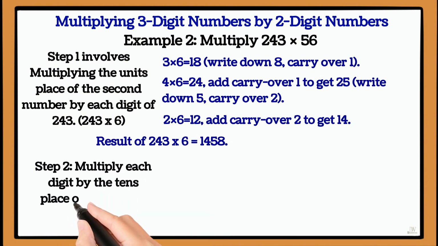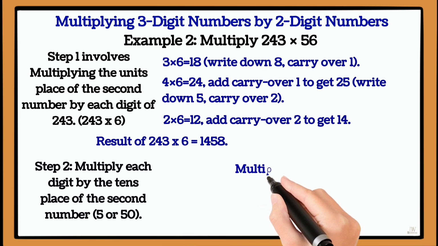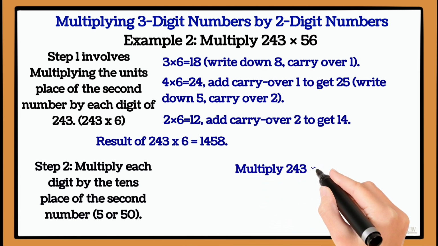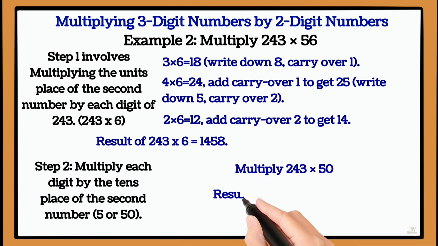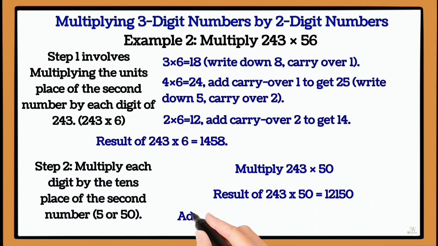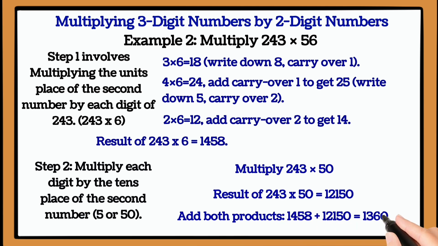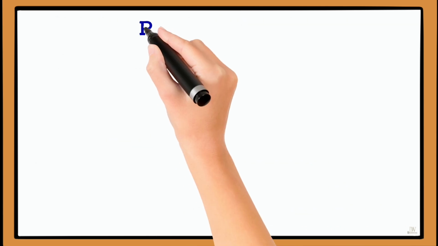Step 2, multiply each digit by the tens place of the second number, 5 or 50. Multiply 243 by 50. Result of 243 times 50 is equal to 12,150. Add both products, 1,458 plus 12,150 is equal to 13,608.